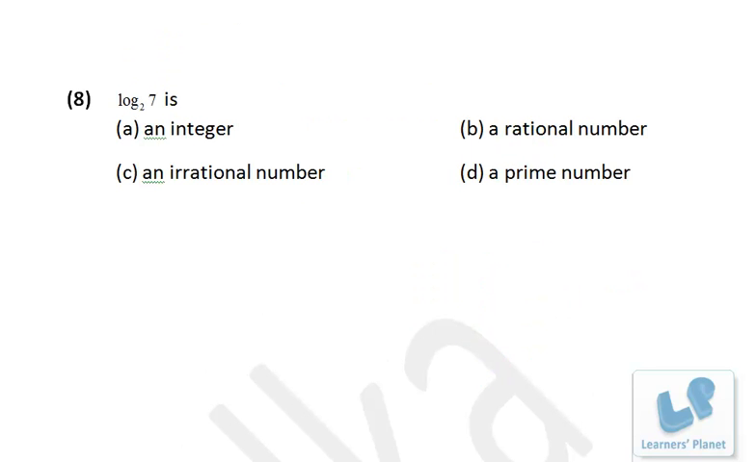Now this one, log 7 to the base 2 is an integer, irrational, rational, prime. See friends, suppose it is x, right? So 2 raised to x is 7. Obviously 7 is not there in the power of 2, right? So definitely it is an irrational number, okay?